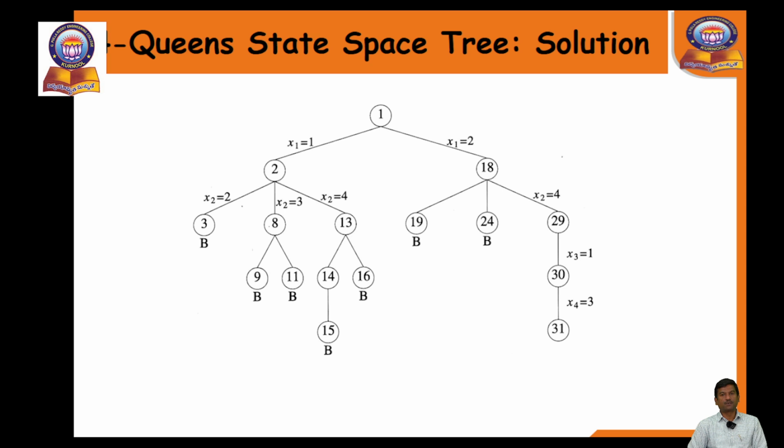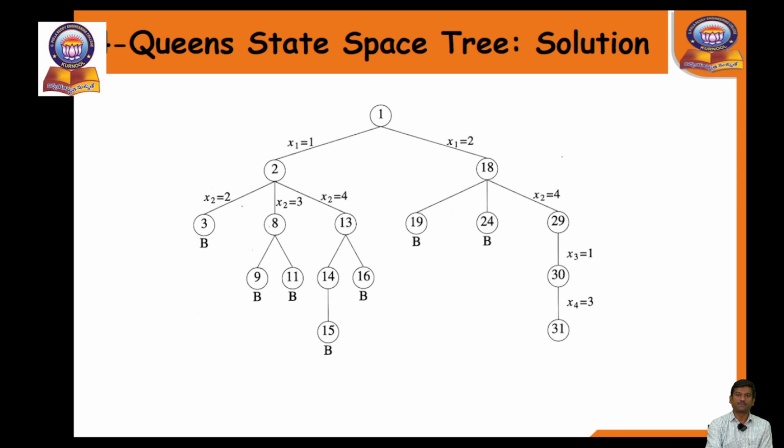What does this concept say? In all the introduction related to backtracking, I've explained that when you find a path which leads to the solution, move to the next level. If not, that is, if either the constraint or the condition is not satisfied, then backtrack. So this is the solution for the 4 queens state space tree diagram using the backtracking concept.